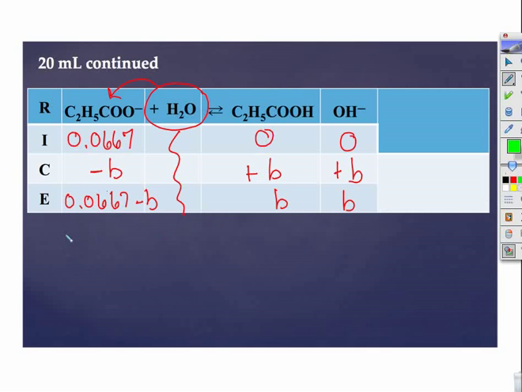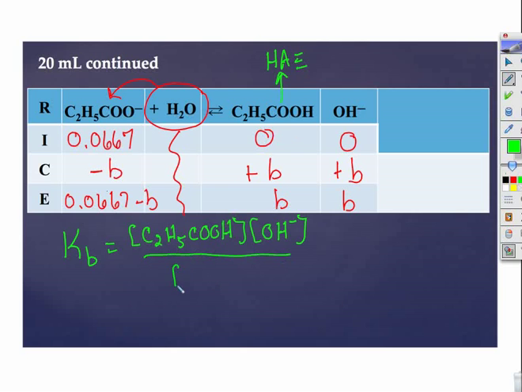Now, since this is a weak base, I'm going to set up a Kb. And so that's going to be C2H5COOH. If you wanted to define symbols at the beginning of this question, if you defined this at the beginning and said, I'm going to call this HA, that would be fine, but you better define it at the beginning. All right? Over my base.